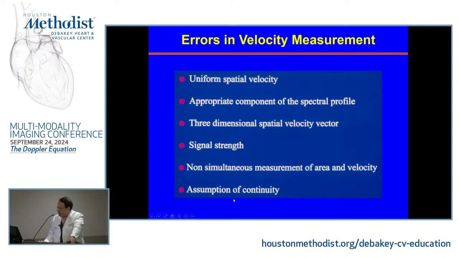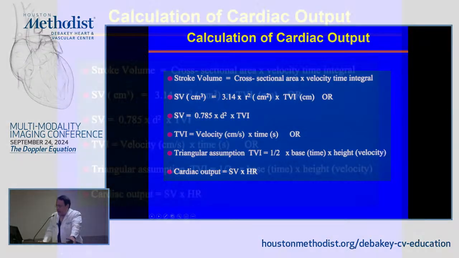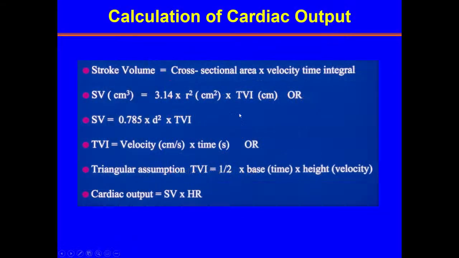And then the assumption of continuity, what does that mean? What it means is if I measure the flow, say, through the LV outflow tract, it is the same as, say, the flow in the root of the aorta. It is true, but if I go above the root of the aorta after the coronary flow has taken off, then that assumption is not necessarily correct. It's not a huge error, but it is not the absolute same flow that you get through the LV outflow tract.